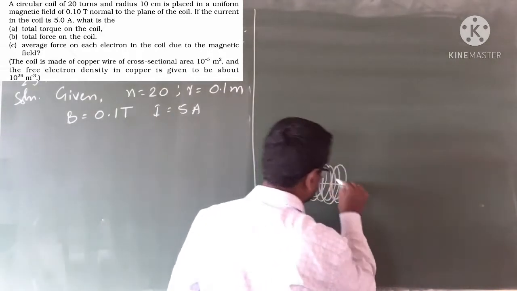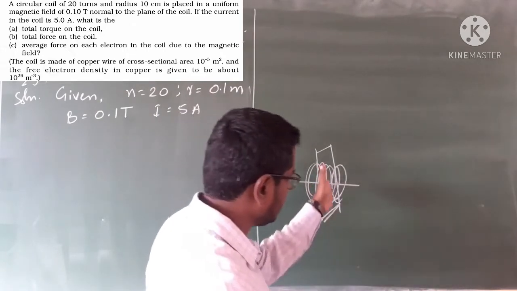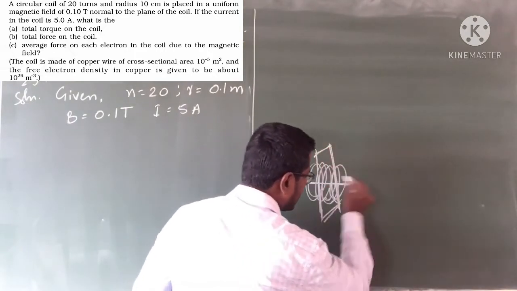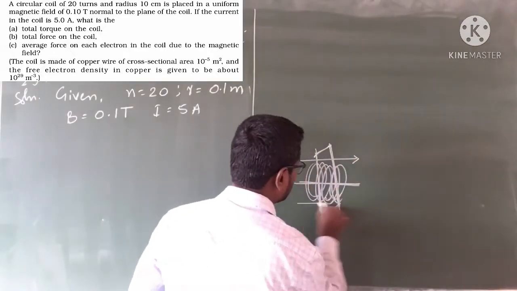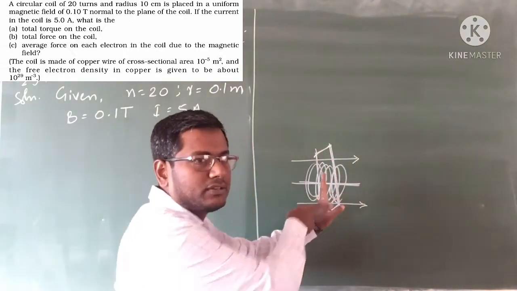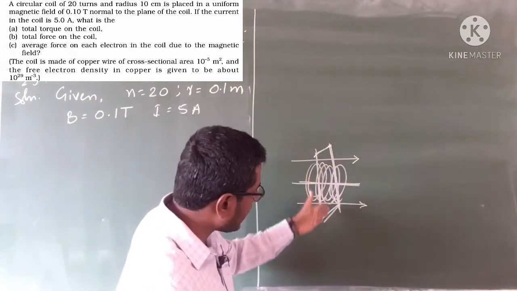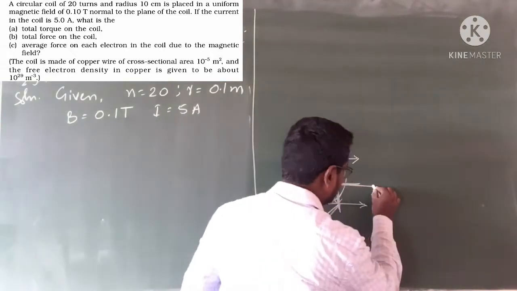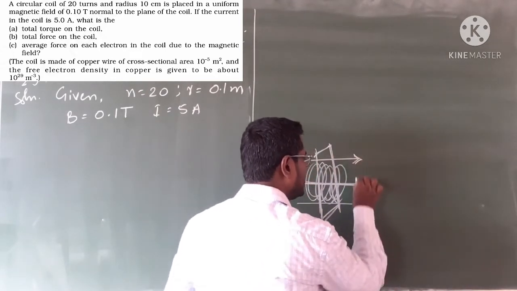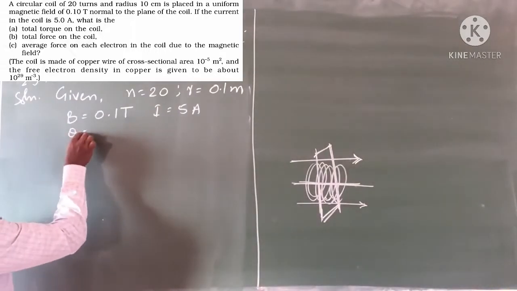So this is the axis and this is the plane of the coil. I hope you are able to understand. It is along the perpendicular to the board. So this is the plane of the coil and this is the axis of the coil. The magnetic field is perpendicular to the plane of the coil, so the magnetic field is like this. If I want to take the angle between these two, the axis is going like this, the magnetic field is also going like this. So the angle between the magnetic field and the axis of the coil is going to be 0 degrees. So I can directly take that theta as 0 degrees.